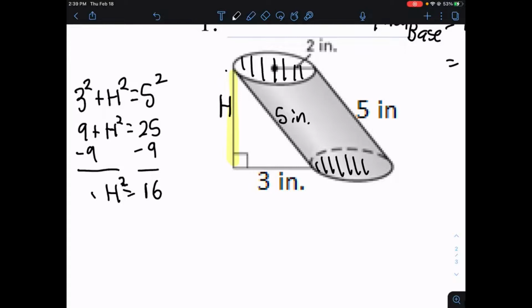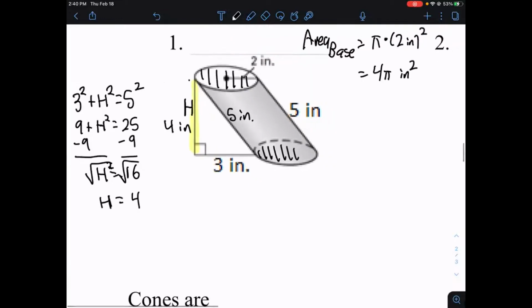Okay, so again, I'm working with this right triangle to figure out the h. So h squared equals 16, but we need just h. Okay, so h would be 4, and of course we're in inches right now. Okay, so again, that's not the final answer, but it's part of the process. So questions about where this 4 inches, that measurement came from?